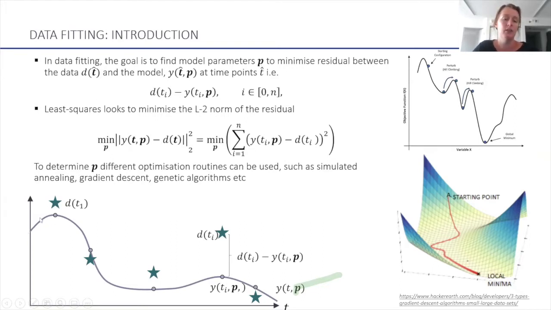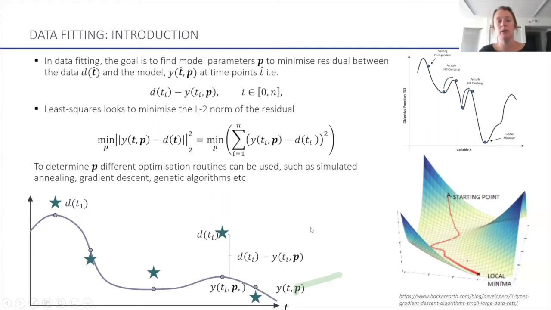So you can see that here with this purple line, let's say this was your model evolution. Just here, y_i(P) would be each point on the model that corresponds to where there's a data point. And the residual is just the difference between the data and the model. So we really just want to find a parameter set P that minimizes this difference. And so least squares is one that we'll look at later in MATLAB, but basically looks to minimize the L2 norm. So it's taking this residual and then just squaring it and summing them all together.